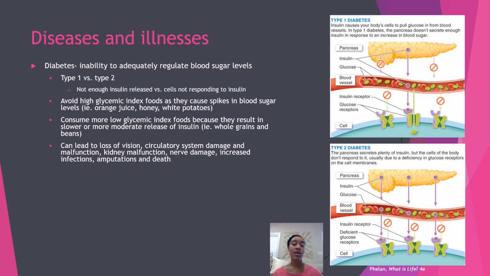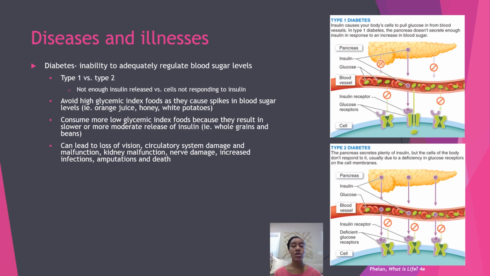And then we have type 2 diabetes, which is when there's enough insulin being produced by your body, but your cells are no longer sensitive to that insulin. And so the cells don't respond the way they're supposed to, to take up the glucose from the bloodstream. And so this is more present in older adults, generally due to nutrition and lifestyle choices.